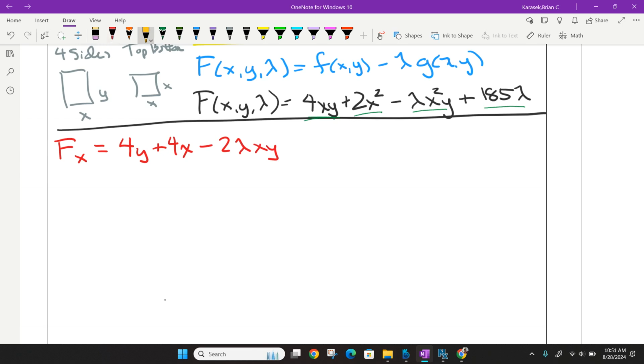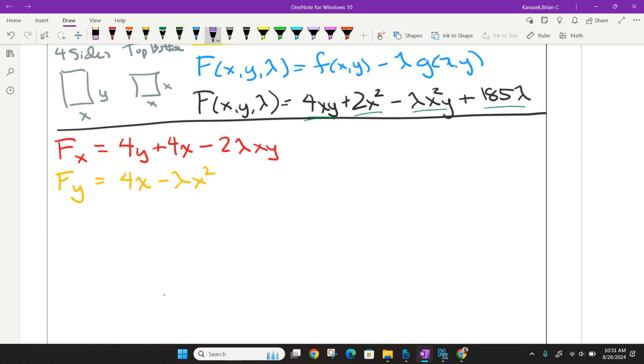Moving on, now we'll find the first partial with respect to y. First partial with respect to y of the first term will be 4x. First partial with respect to y of the second term would be 0. There's no y in it. Third term will be negative lambda x squared, and the last term has no variables, so no y variable, so it has a partial of 0.